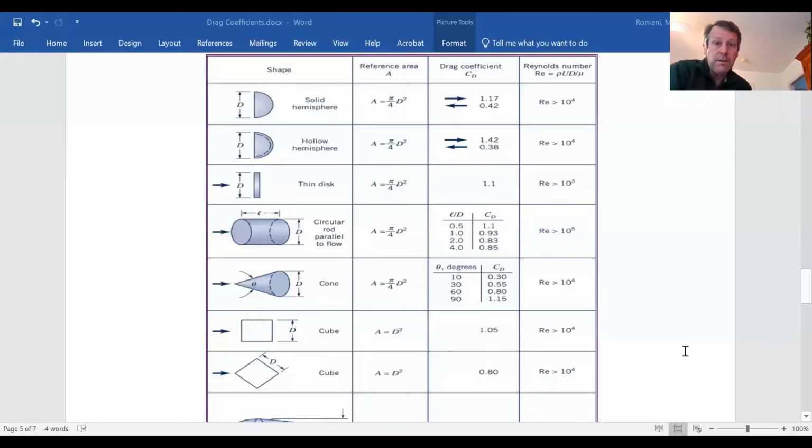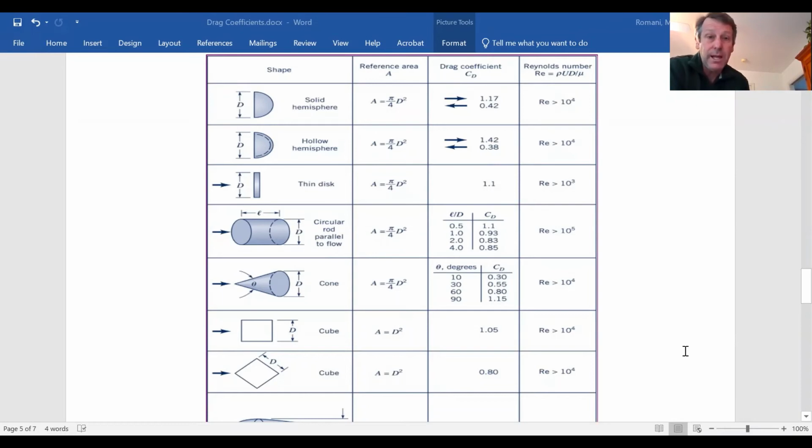Going to 9.31. All right, there we go. So they've got a bunch of different figures in there, pretty interesting stuff. Why don't we decide between the first two? Which would be better in our case? And what would the coefficient of drag be?